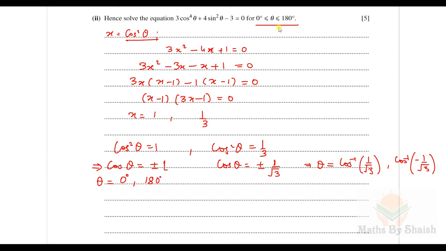So from here, for these two, we'll get the values from the calculator, and the value for positive 1 over root 3 is 54.735, so 54.7 degree. And for negative 1 by root 3, it is going to be 125.26, so it is 125.3 degree. So altogether the solutions for these are 0 degree, 54.7 degree, 125.3 degree, and 180 degree. These are the solutions of this equation between 0 and 180 degree.